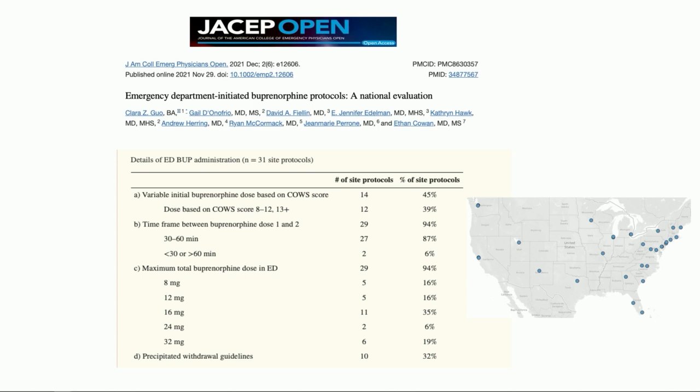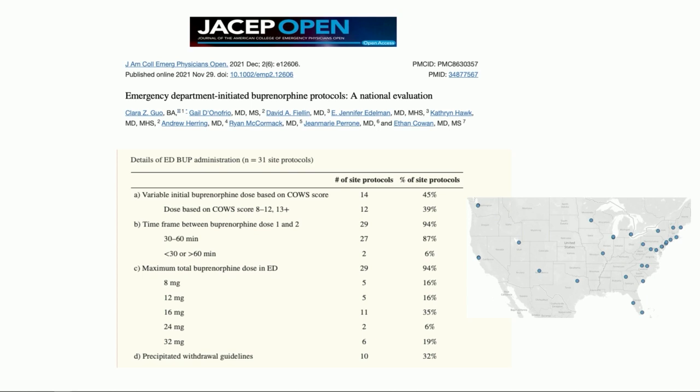One of the things that we just wanted to highlight is these are the protocols that were in place that we went through. There's just a ton of variability around what withdrawal scale people use, what time frame they have between dose one and dose two, different doses, and then precipitated withdrawal guidelines. So this is out there.